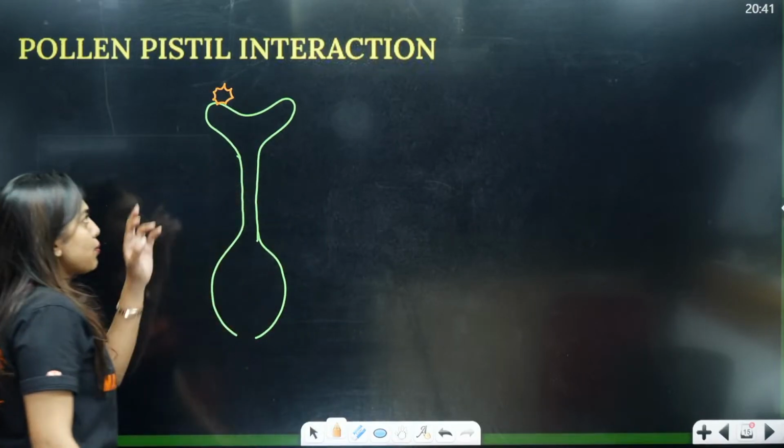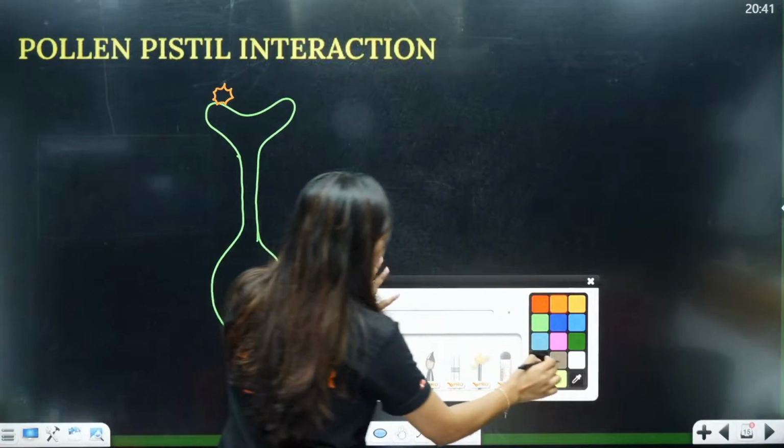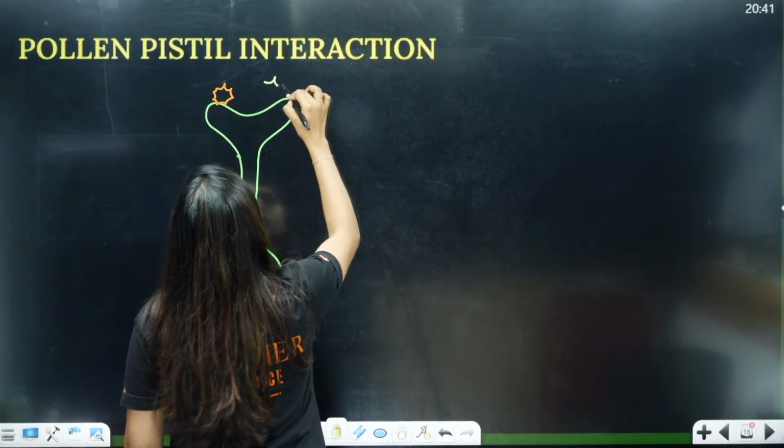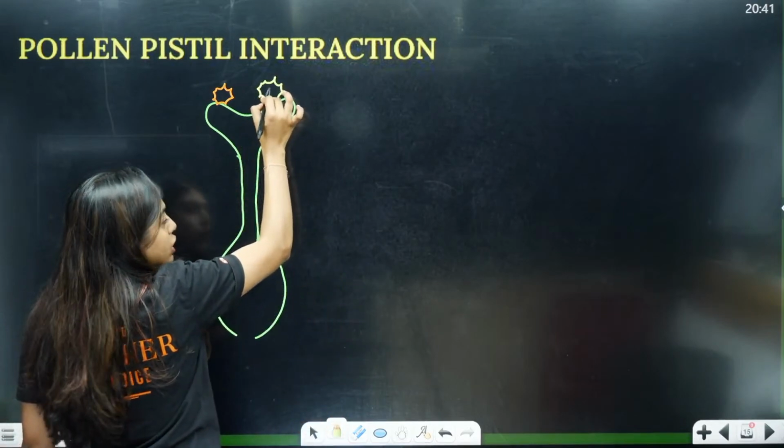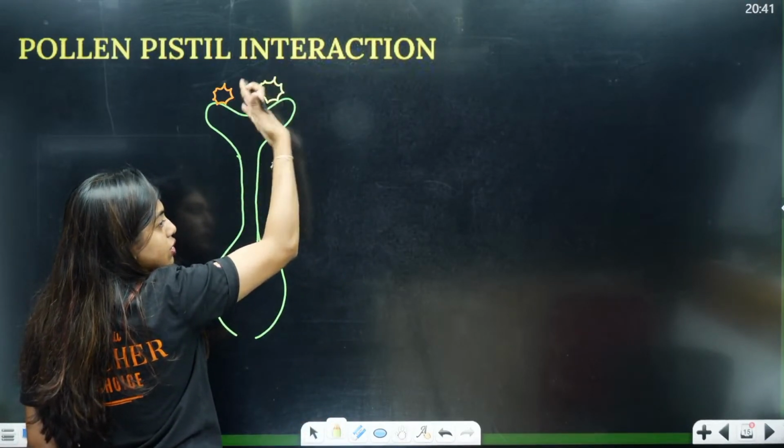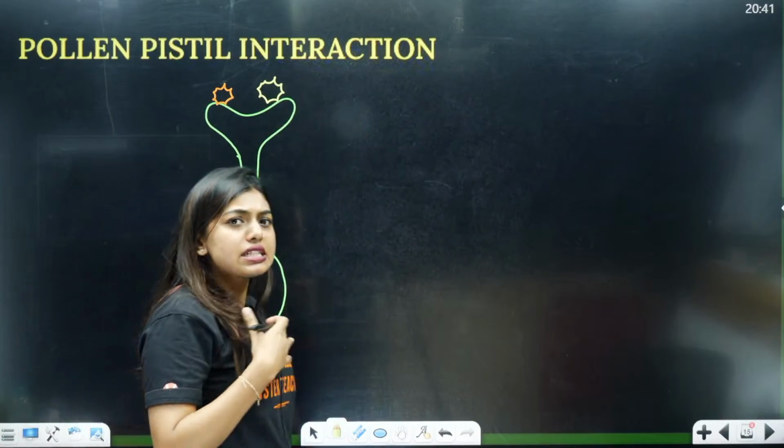Okay, let's say this pollen grain got accepted. Let's draw 2-3 pollens. Let's say one of the pollen got accepted. If this pollen got accepted by the stigma, this is called pollen-pistil interaction. That means the stigma will decide.